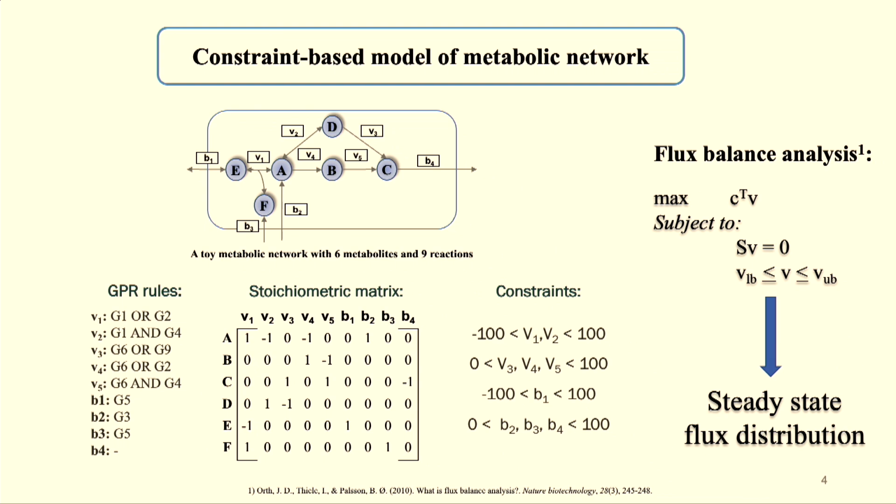So once we do this, what we have is a steady state flux distribution, or the rate of each and every reaction in the cell. Any flux vector that satisfies these two conditions, stoichiometry and the flux constraint, is called a feasible flux vector.